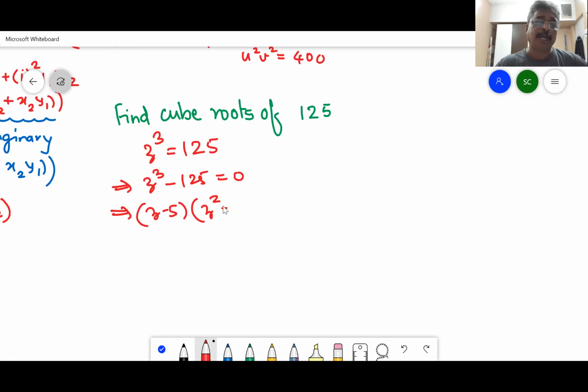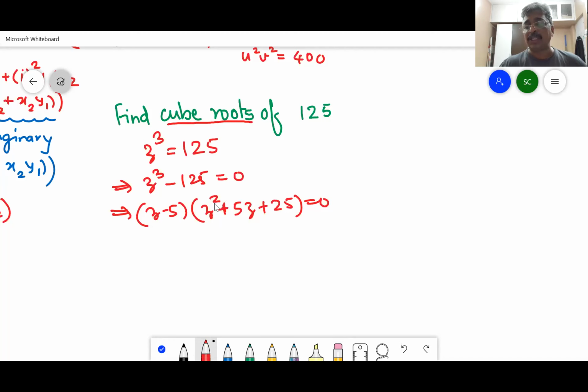plus 5z plus 25 is equal to 0. So z square plus 5z plus 25 is equal to 0. And now if it was find cube root in real numbers, nobody will ask you find cube roots. But now we are in complex numbers, therefore I am asking you cube roots. One root is 5. Understood.